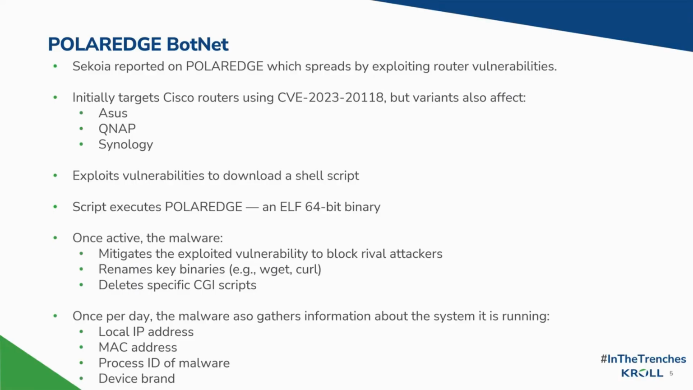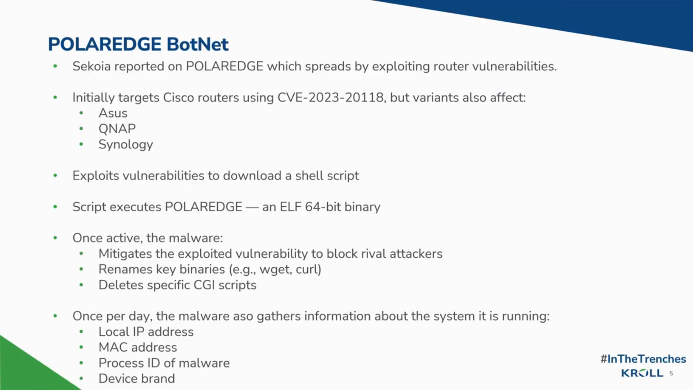Sekoia observed vulnerabilities being exploited to download a shell script named Q, which when run downloads and executes POLAREDGE in ELF 64-bit executable format. When executed, the malware appears to attempt to mitigate the risks of the vulnerability used to obtain access, possibly to limit other actors from gaining access, essentially shutting the door behind it. It does this via renaming files such as wget or curl and deleting certain CGI scripts.